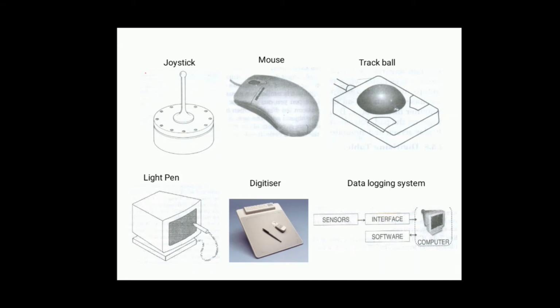Next is the digitizer. These are used by architects, engineers and designers in CAD for design purposes such as building cars, mechanical components, and robots. For making part designs and building designs, designers, engineers and architects use this type of input device. So these are the input devices.